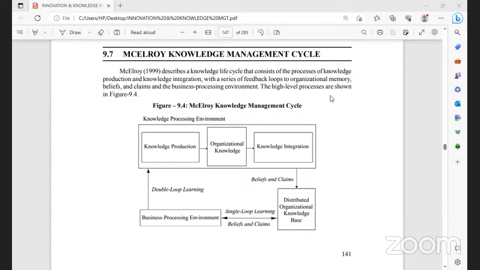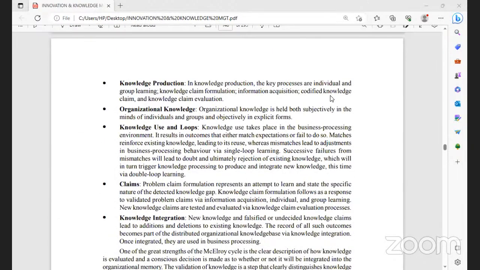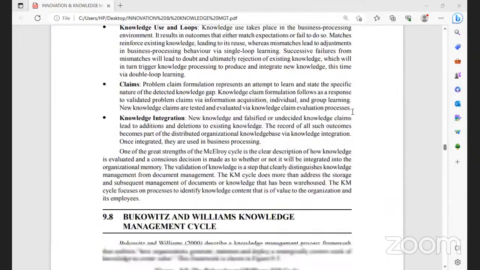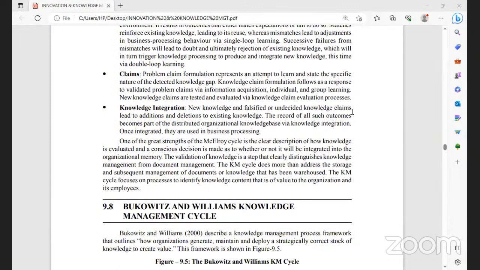One is linked with the other, and ultimately these different phases, knowledge production, organizational knowledge, knowledge use and loops, claims, knowledge integration, will give strength to that particular organization or institution by using this model implementation. It is a clear description of how knowledge is evaluated, and a conscious decision is made as to whether or not it will be integrated into the organizational memory.